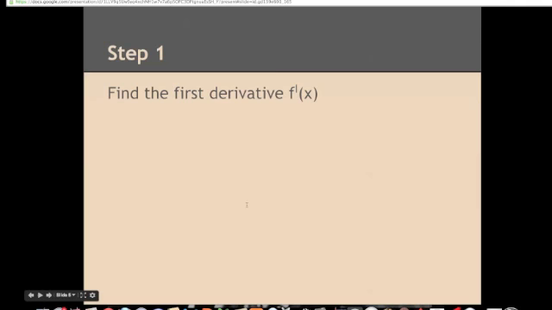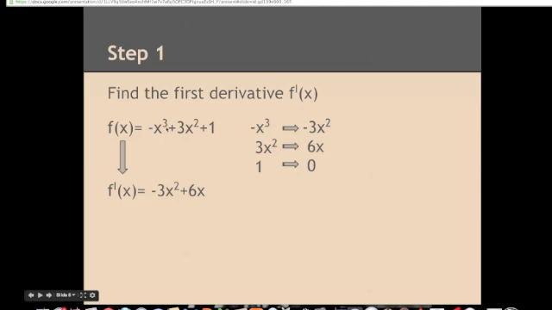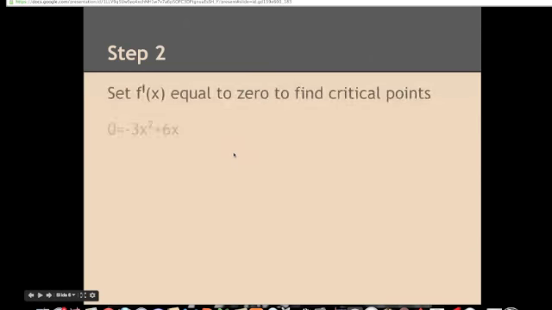Okay, so we find the first derivative, and hopefully you know how to find the first derivative of negative x cubed. Right, we use our ability to derive. Negative 1 times 3 is negative 3x squared, because you subtract the 1. 3 times 2, 6x. And the 1, we know there's no x there, so it's got to be 0, guys. We got our derivative. There we go. Negative 3x squared plus 6x.